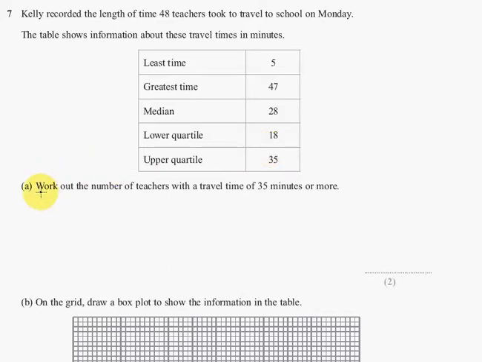Okay, so part A says work out the number of teachers with a travel time of 35 minutes or more. The upper quartile, you can see, is also 35 minutes. Now, what does that mean? That means the first 3/4 of the teachers took up to 35 minutes.